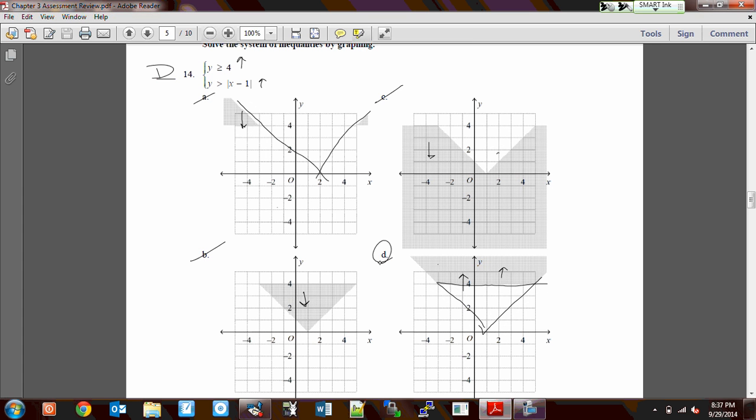All right, so for 13 and 14, you just have to make sure you can graph the lines properly and shade properly. Remember, y is greater than, you shade above. Y is less than, you shade below. All right, moving right along.